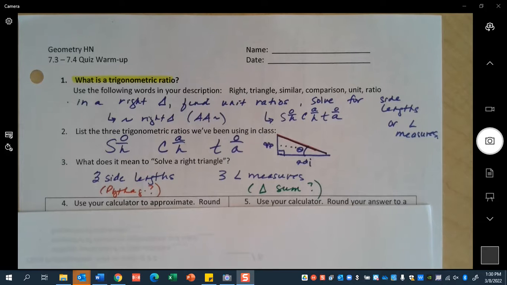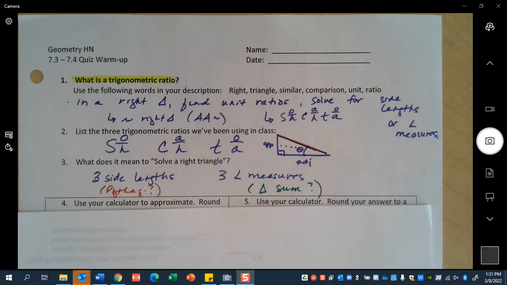I would just tell them about the SOH CAH TOA thing. All right, and what are the sine, cosine, and tangents? What are they? They are ratios. Ratios of what? It's the ratio of side lengths for triangles. What kind of triangles? Right triangles with a common angle measurement.